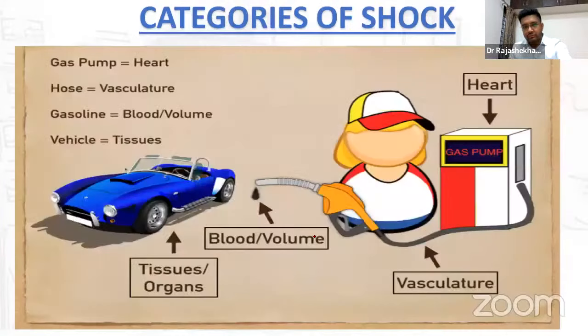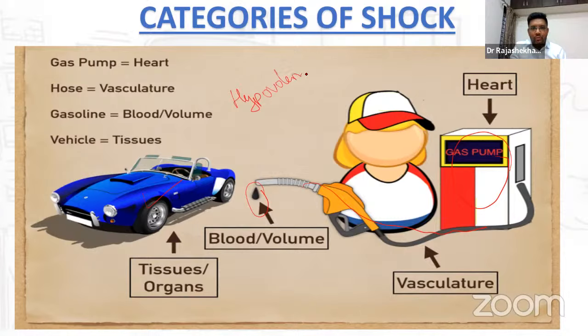So to understand how these occur in the real world, let us understand a scenario or analogy. Let us consider our body and the system as a gas pump or petrol station. Here, your vehicle is the patient or the tissue or the organs. The petrol or the gas is the volume. The pipe is the blood vasculature, and the gas pump is the heart. So first, let us take what happens in hypovolemic shock.